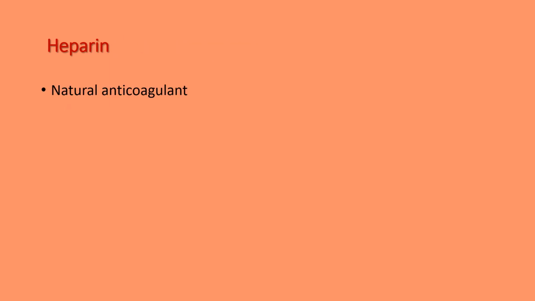Therapeutic anticoagulants are used for treating the patient. The most commonly used therapeutic anticoagulants are heparin and dicumarol. Heparin is a natural anticoagulant. It is produced from the mast cell and basophil. It is only introduced intravenously. Its actions last for 3 to 4 hours. It is a short duration of action.